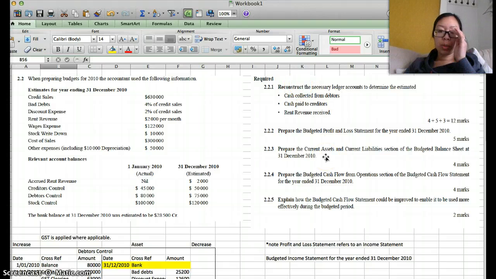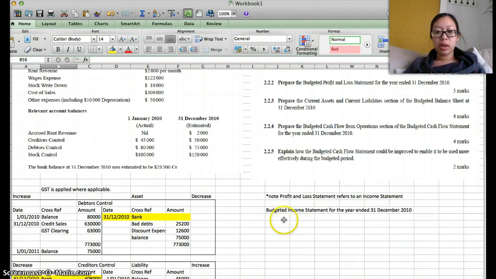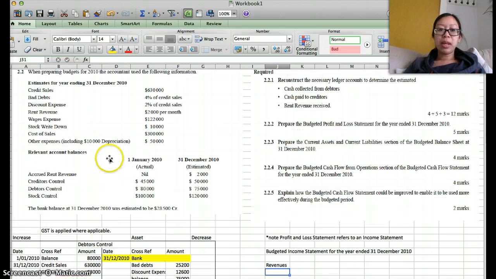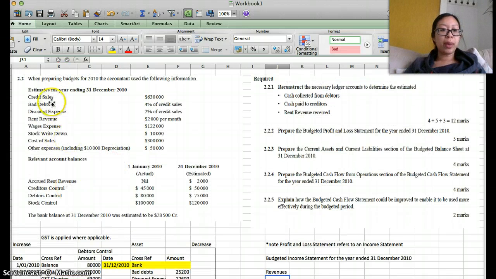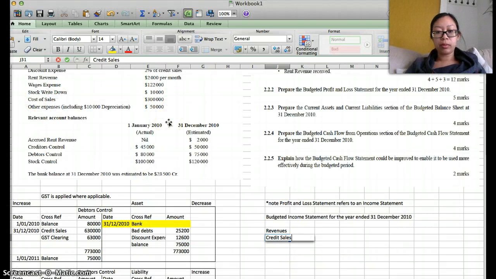Next question, they want you to prepare a budgeted profit and loss statement. Now this is a 2009 exam and the terminology has changed, so that means an income statement that we know. So let's do a budgeted income statement. It's exactly as the income statement we've learned already, but it has the word budgeted in front, so these are all estimates. Begin with revenues. So same thing, we always go through the information we're given and make sure we don't miss anything. Credit sales, so that was one of the revenues.